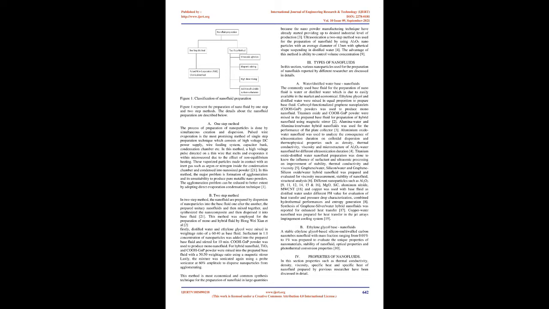Ethylene glycol and distilled water were mixed in equal proportion to prepare base fluid. Carboxyl functionalized graphene nanoplatelets, COOHGNP, powder was used to produce mono-nanofluid. Titanium oxide and COOHGNP powder were mixed in the prepared base fluid for preparation of hybrid nanofluid using a magnetic stirrer. 2. Alumina water and alumina iron/water hybrid nanofluids were used for the performance of a flat plate collector.